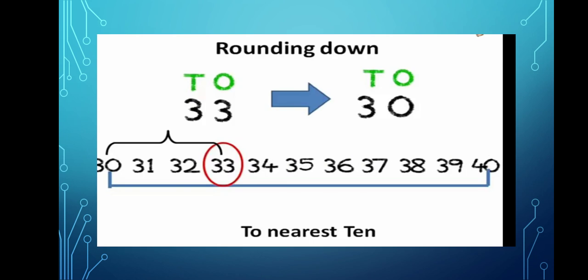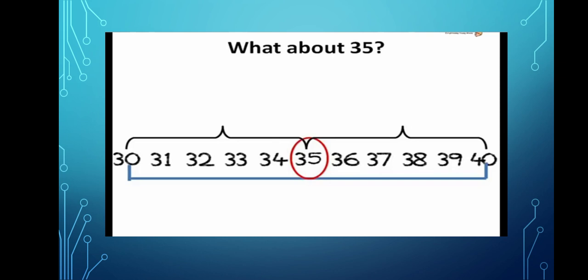Imagine if there are 33 students in your class. Let's again look at the number line. The given number is 33 here. It is between again 30 and 40. But 33 is more close to 30 than 40. So we round down 33 to 30. Now you may think, what about 35? If we see the number line, 35 is exactly midway between 30 and 40. So we round up 35 to 40.